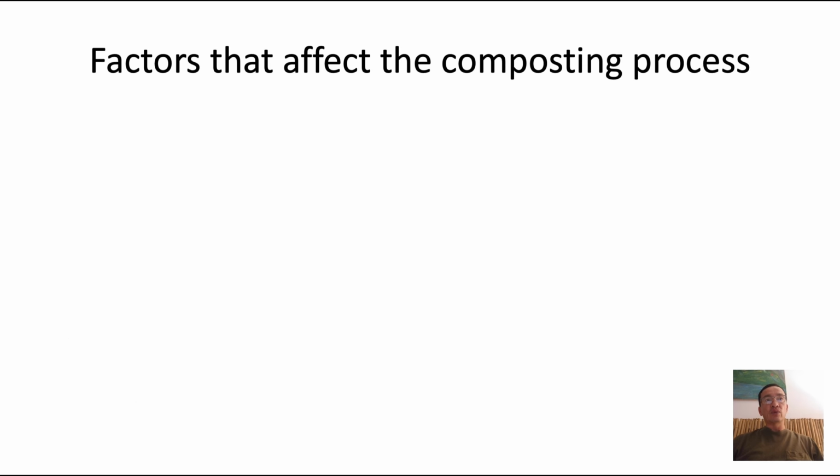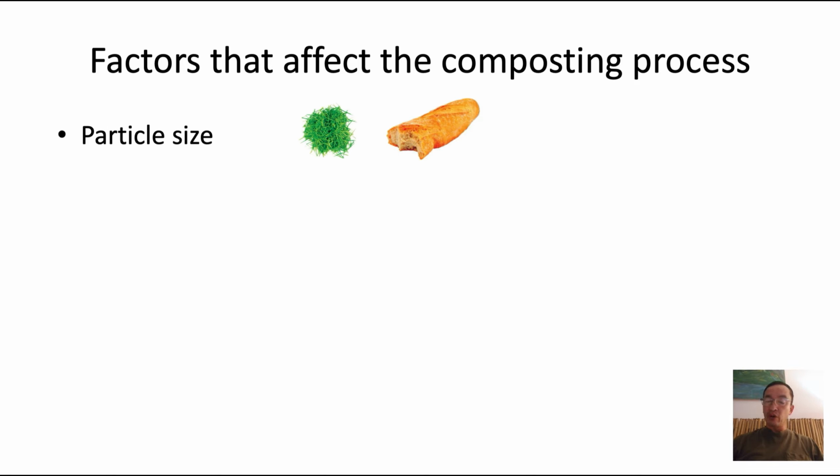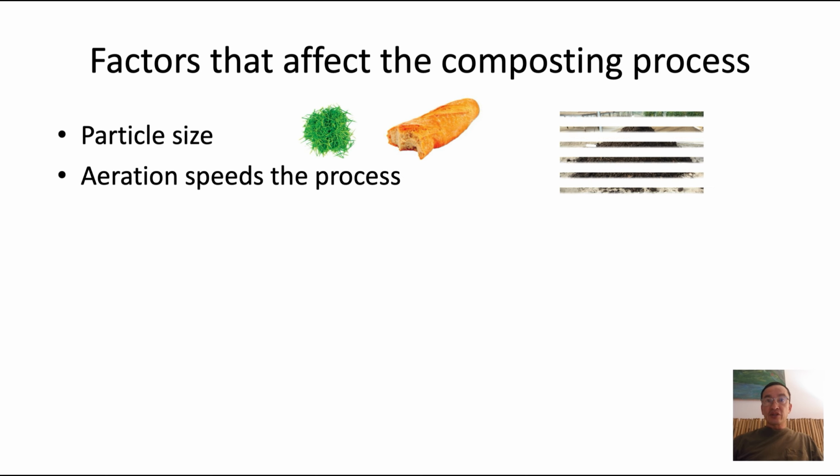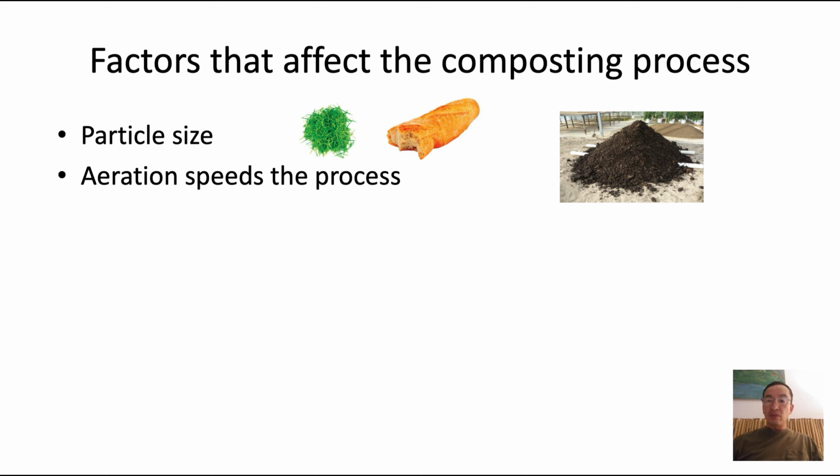Okay, so the factors that affect the compost process, which, as I said, is aerobic, is particle size. If you have small particles, they will degrade faster than large particles. If it's well aerated, it will not stink, and it will speed up the process. So you want to create methods of aeration, which could be passive.